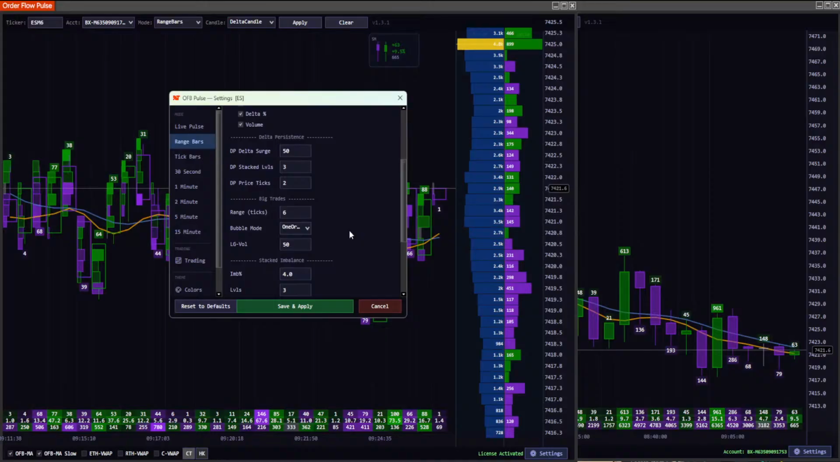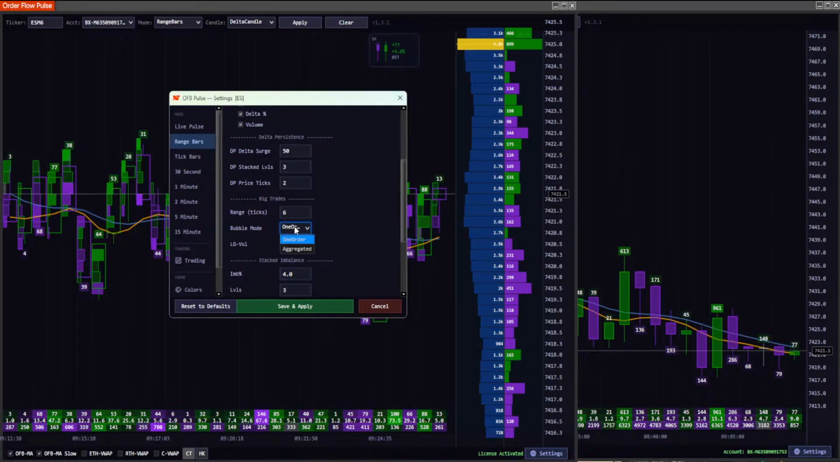Okay, so big trades, range. Range ticks need to be outside. I need to move that. Range ticks, okay, in the settings. I was working on the settings last night. I did quite a bit last night. I'll show you, but bubble mode.